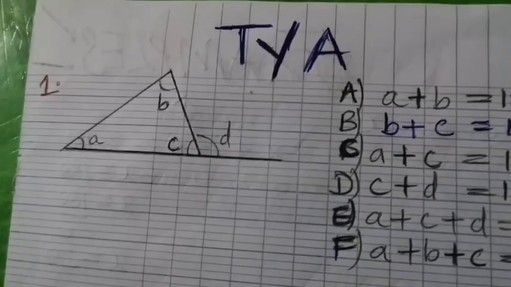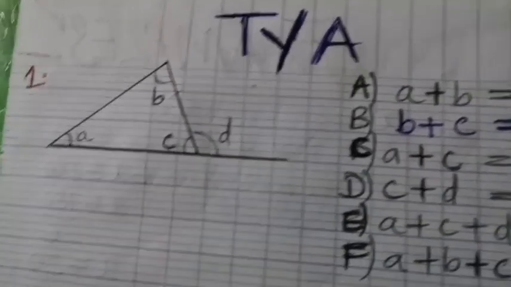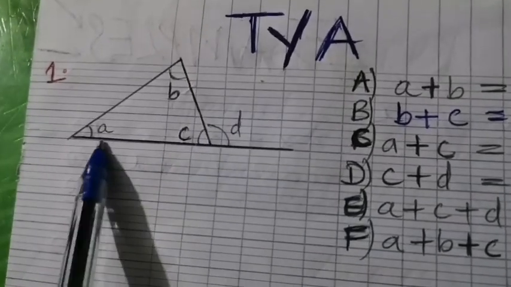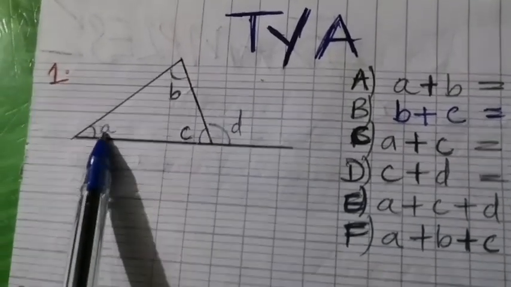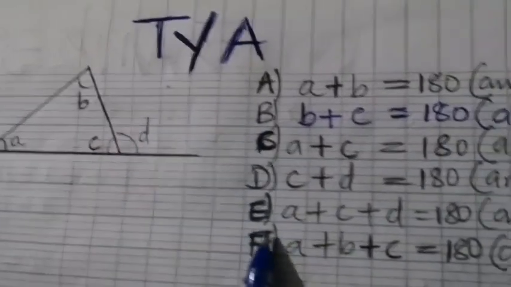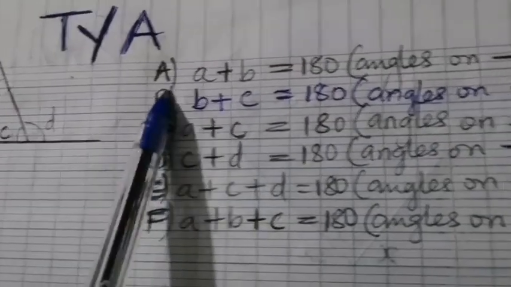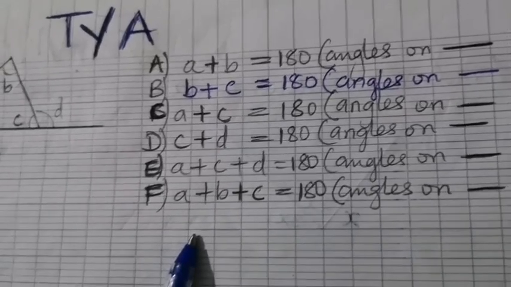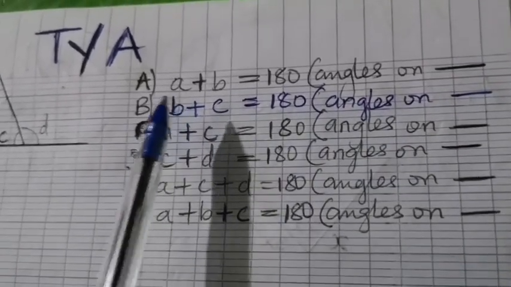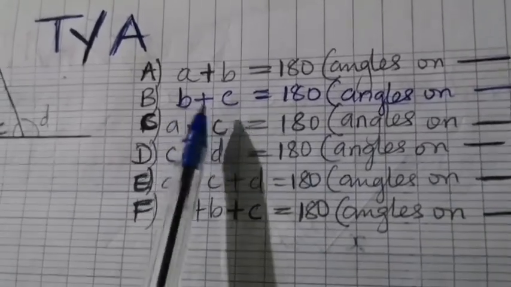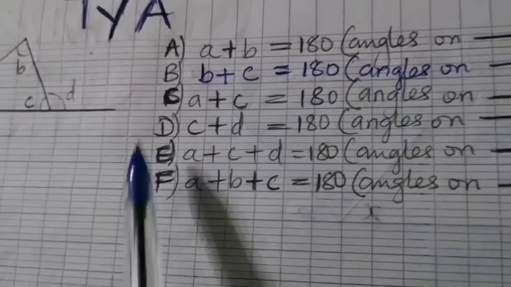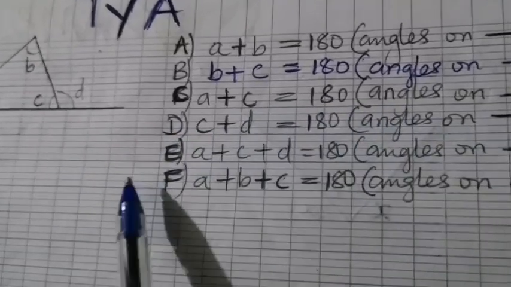Okay, you will help me answer this question. From the angles here, we have angle A, B, C, D. Now we have options here, so I want you to tell me which of these options is or are correct. If we have two options that are correct, you can indicate. If it's only one, you can tell me the particular one that is correct.